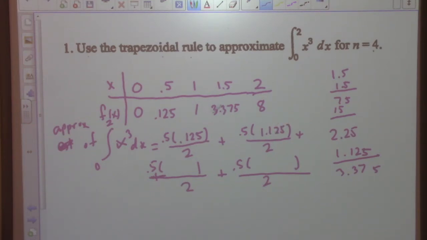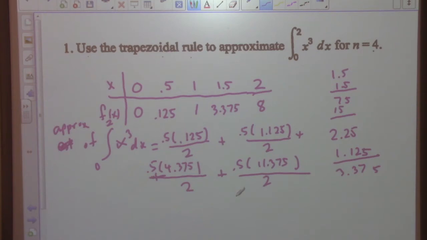And here we're going to have these two added together, so that's going to be 1.125. And here we're going to have these added together, so that's going to be 4.375. And finally, this last one is going to be 11.375. And there we have it. That will be our answer.